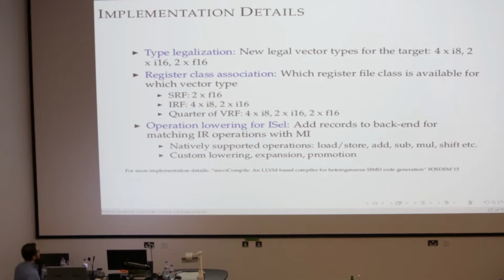The next important thing is adding support for instruction selection, which is operation lowering. We added records in the backend to match the IR operation with the machine instructions. This is done for the operations natively supported in the hardware. For the rest, there are options: you can do custom lowering, you can expand it to scalar operations, or you can promote it to a longer operation. More details about the implementation were already presented at FOSDEM 2015.